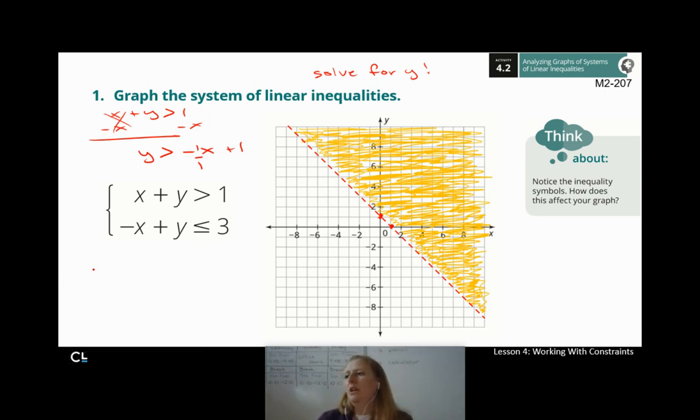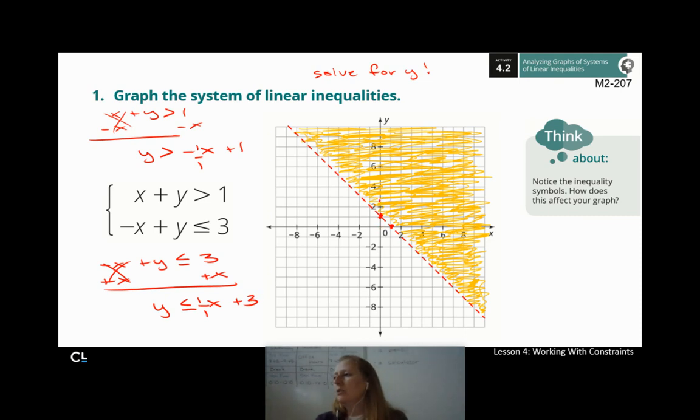Let's go ahead and do this for the other one. I have negative x plus y is less than or equal to 3. So I'm going to add x to both sides just to get my y all alone. So y is less than or equal to x plus 3, and again, you could put a 1 in front of it, over 1. It looks like my y-intercept is 3, 1, 2, 3. My slope is 1 over 1, so up 1 over 1, and it's going to be like over here now. And of course, I need a solid line this time, right? I need a solid line because that is an equal to sign. So boom, there it is.